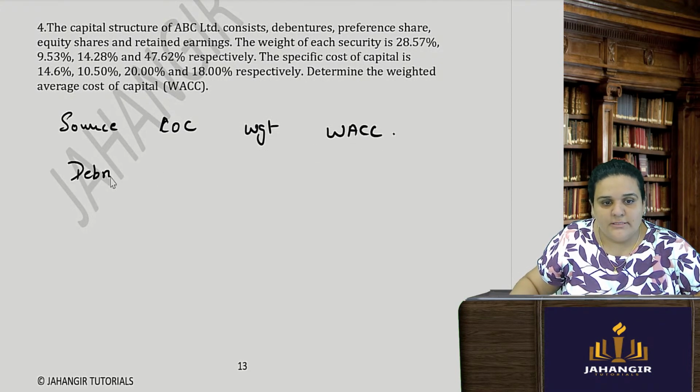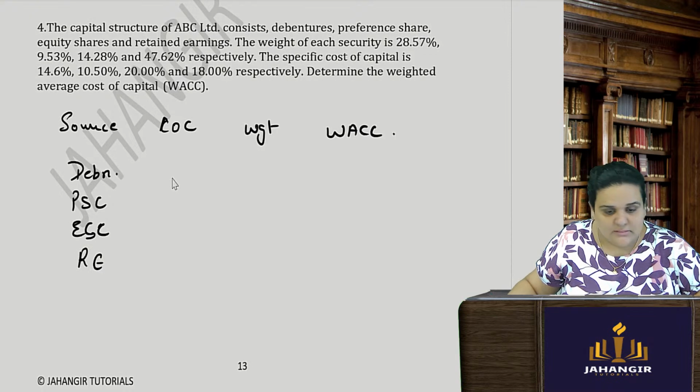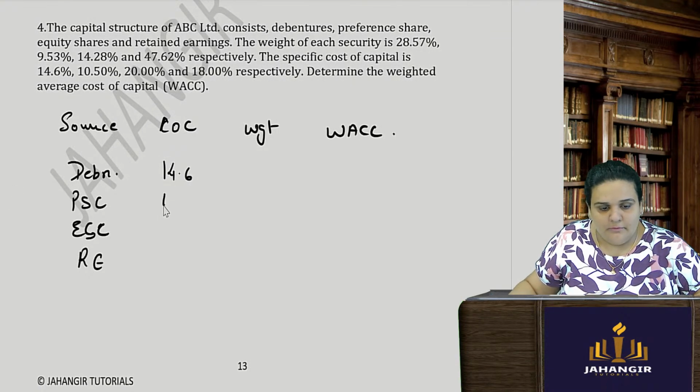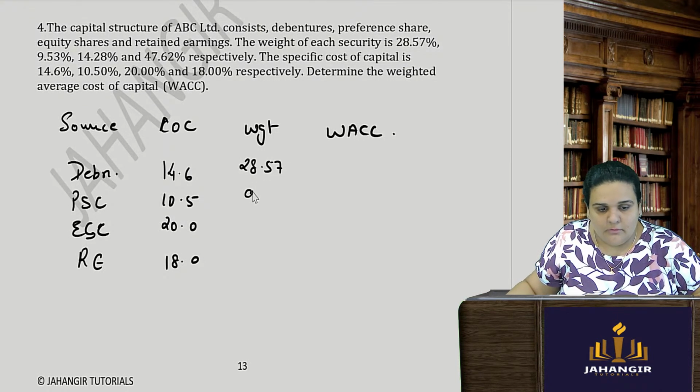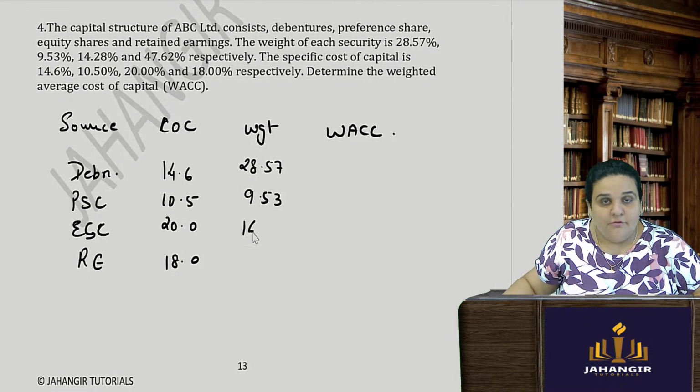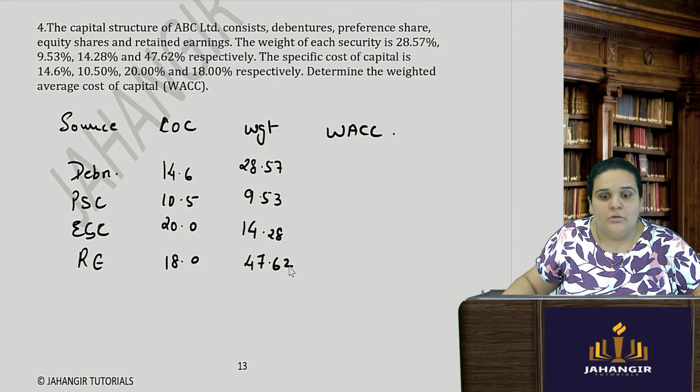So we have debentures, preference share capital, equity share capital, retained earnings. Cost is given to me as 14. You can write the weights first, then the cost. 10.5, 20.0, 18.0. Weight is also given, 28. Just don't skip, read the question properly, okay, and assign it properly. 14.28 and 47.62. Multiply.